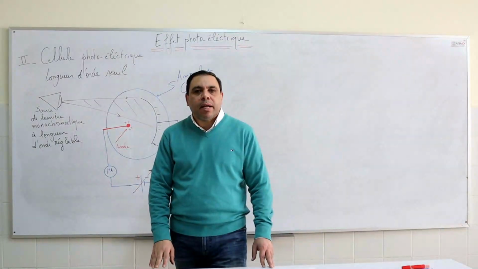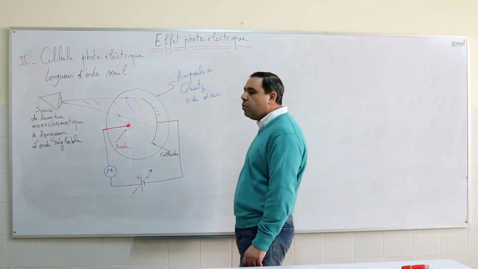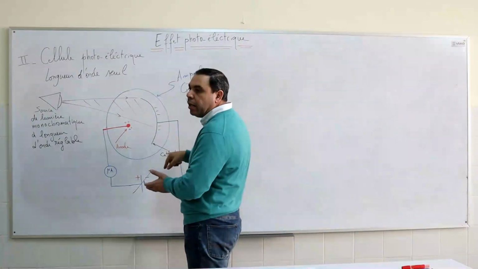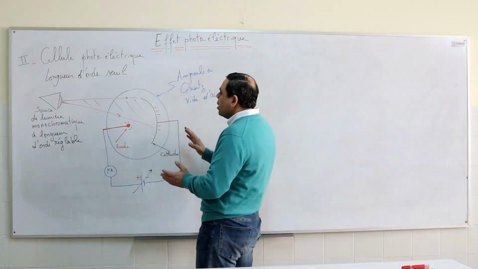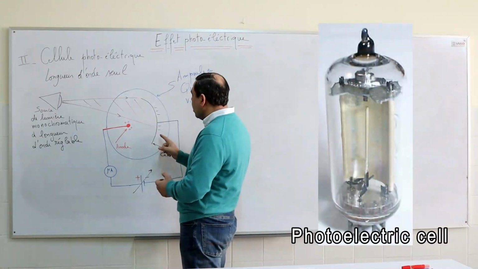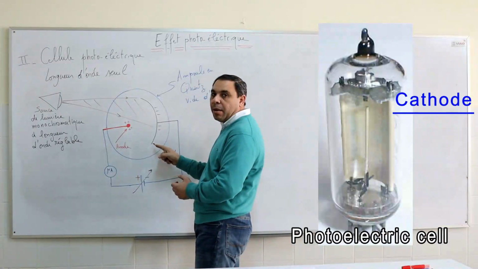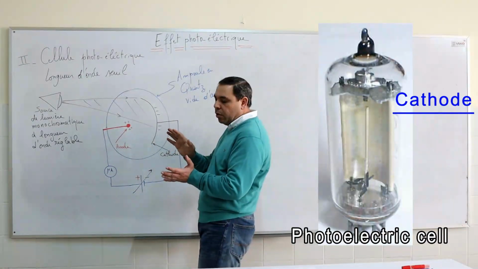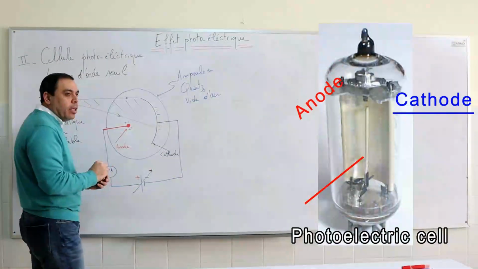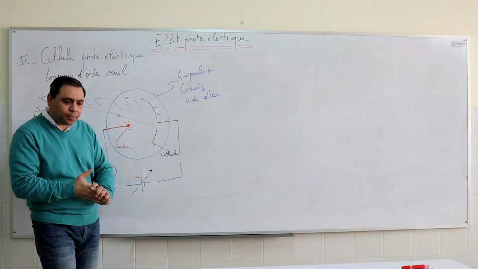To study the photoelectric emission by a metal, we use the photoelectric cell. A photoelectric cell is made of a quartz bulb that is emptied from air. Inside the bulb, we find two electrodes, the cathode and the anode. This is the cathode. The cathode is a certain metal that is curved in a certain shape, and this is the anode, that is a metallic rod that faces the cathode.